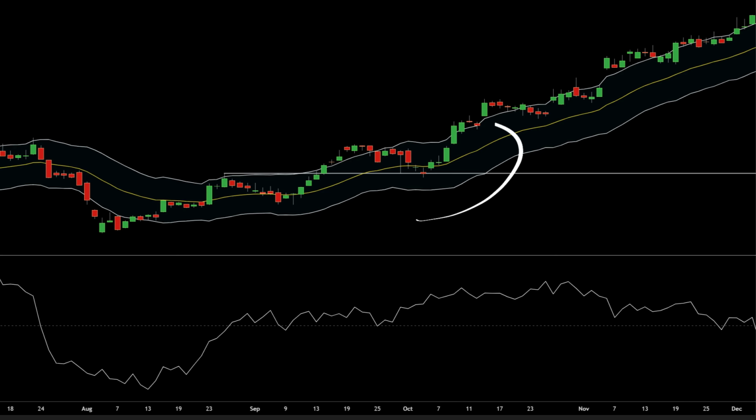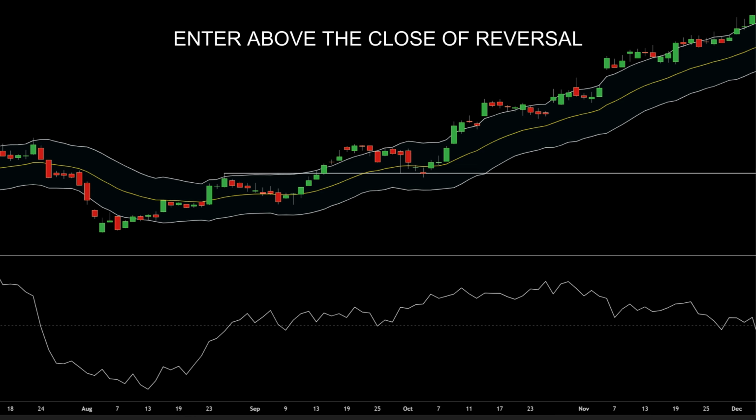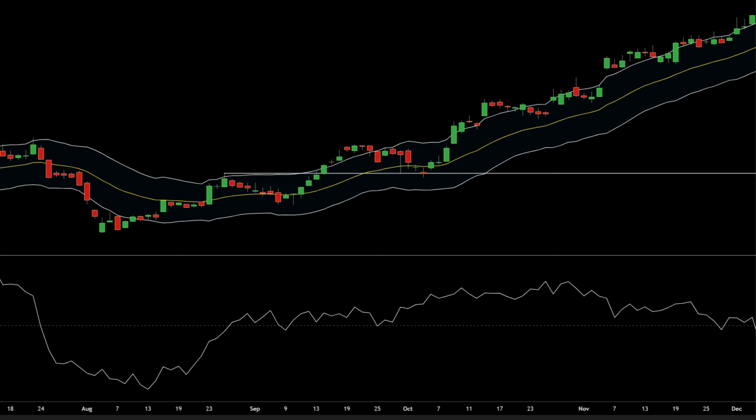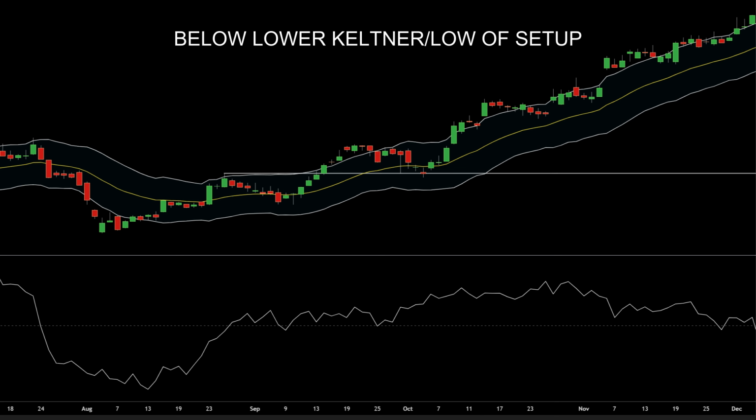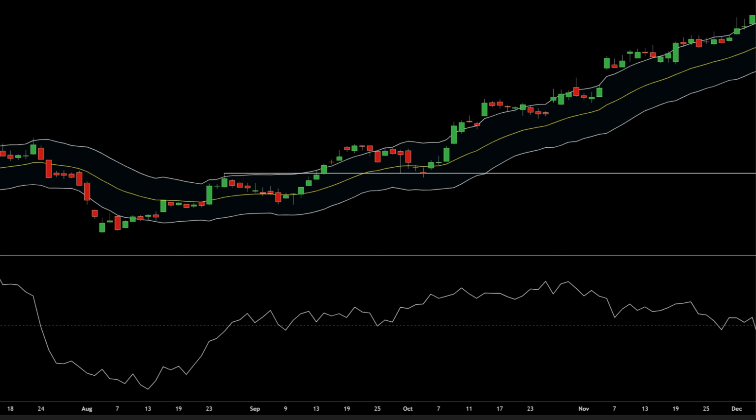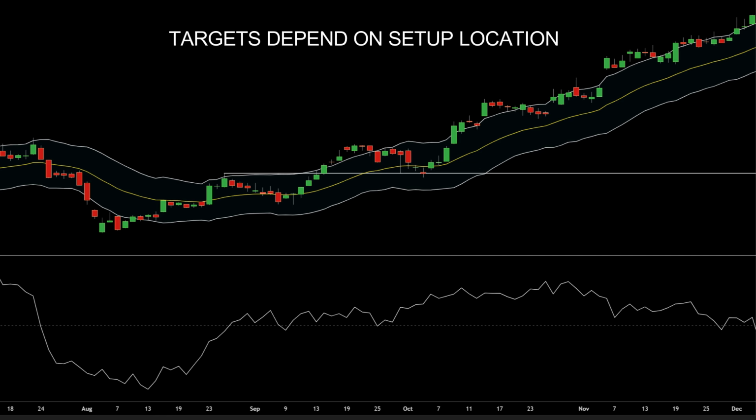Entry trigger: just enter a long trade when the next candle closes above the high of your reversal candle. Stops: just place it below the lower Keltner band, the middle band, or just below the low of the setup candle, right? So you want to choose that level that best fits your risk tolerance and the chart structure you're looking at.